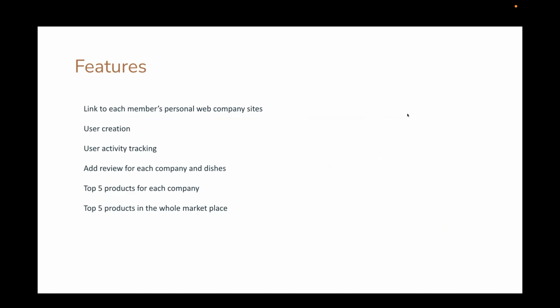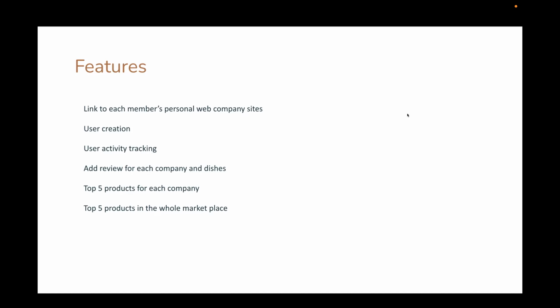So let's talk about our features. First, we can link to each member's personal company websites. We can also do user creation, such as registering as a new member by inputting information such as name, address, phone number, username, and password. We can also track user activities, seeing which products the user visited, and count how many visits each product page has had.